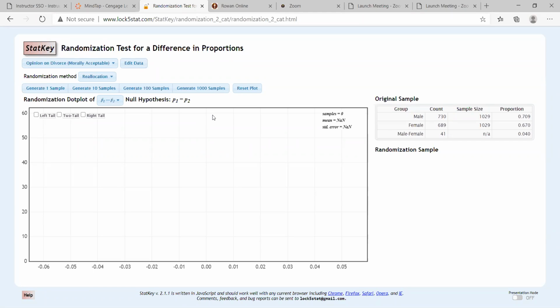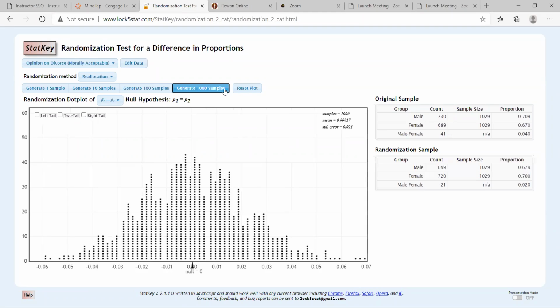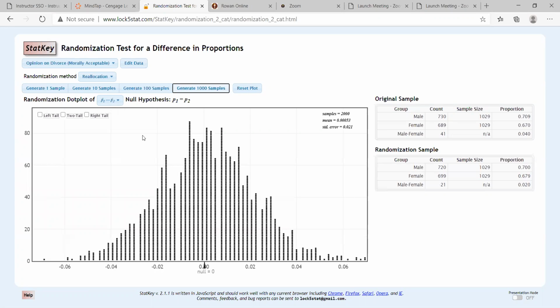So we're thinking males are going to think divorce is more acceptable than females. This would be a right-tailed test because our alternative hypothesis is P1 minus P2 greater than 0. So we're going to click the right box here. We're going to set up a couple thousand of these samples and do a right-tailed test. Once again, it defaults to 0.025.